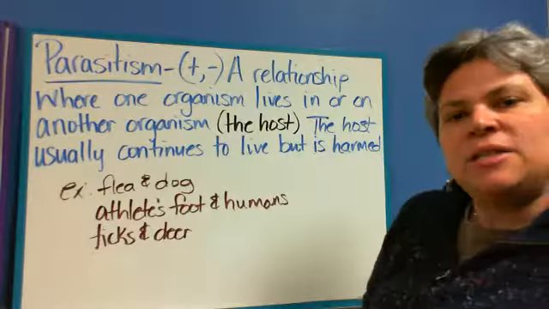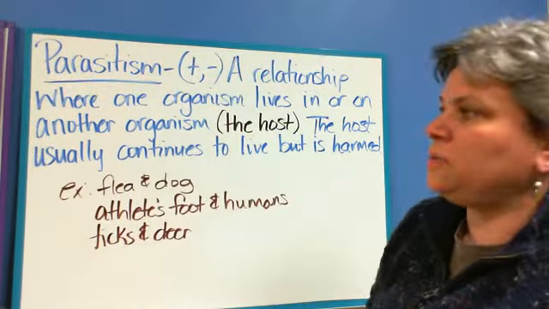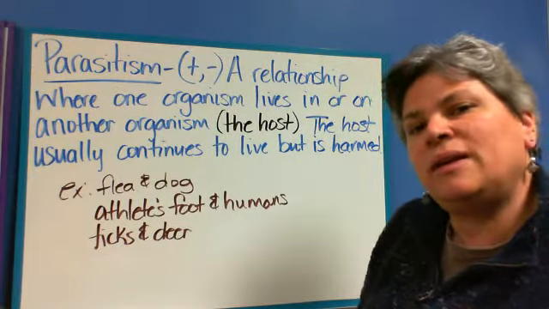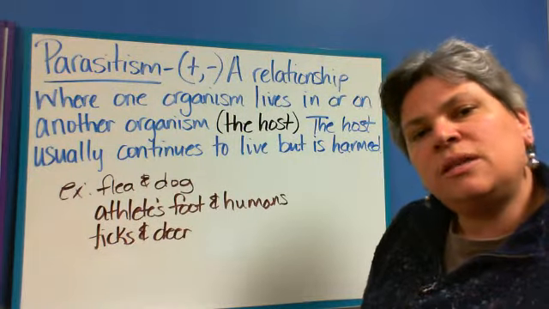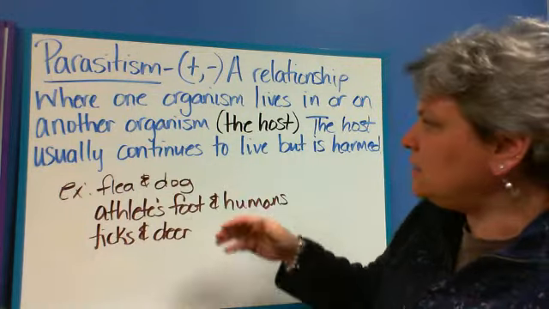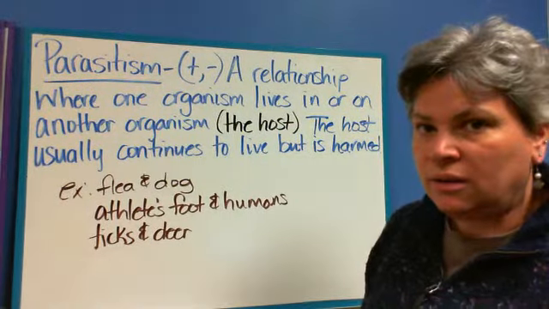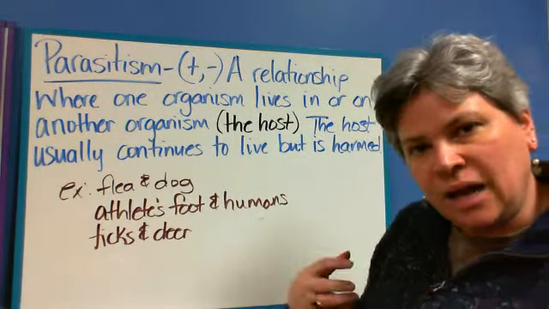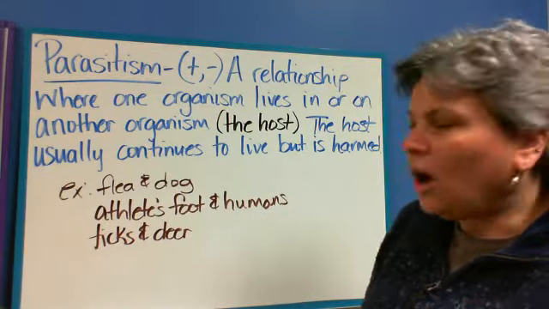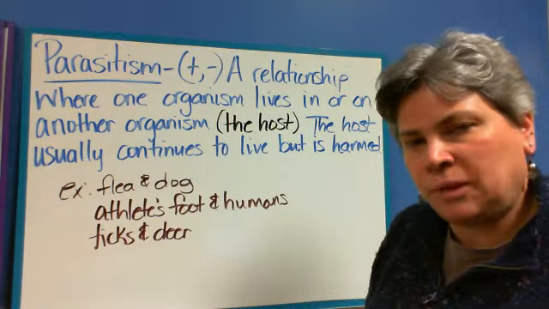And finally, the last relationship we're going to look at is parasitism. Parasitism is a plus-minus relationship. It's a relationship where one organism lives on or in another. The organism that is living or having something live on it is called the host. So the host is alive, and there's something living on it or in it. That's the parasite. The host oftentimes continues to live, but is somehow harmed from the relationship.